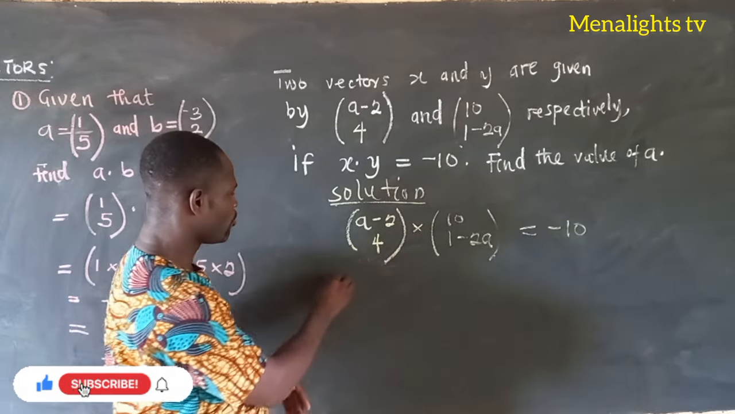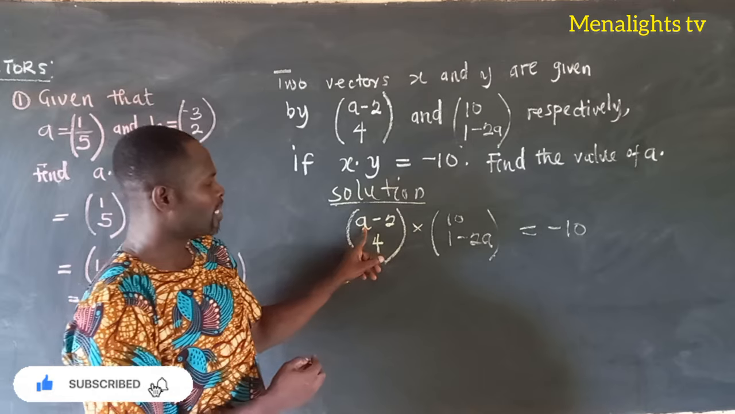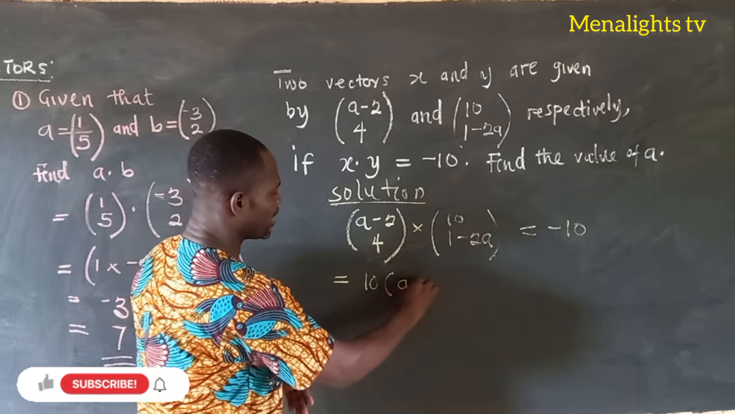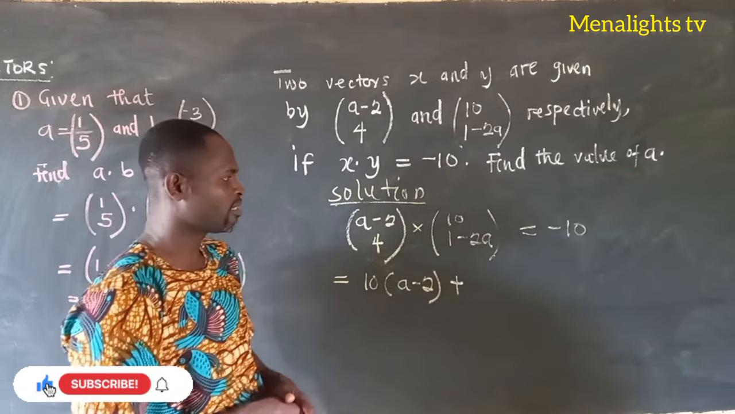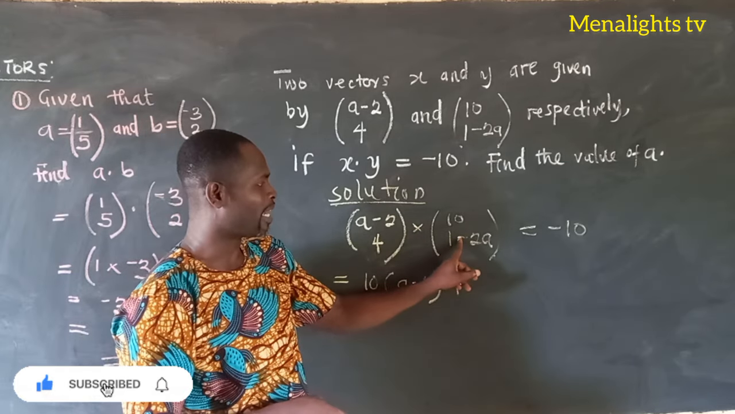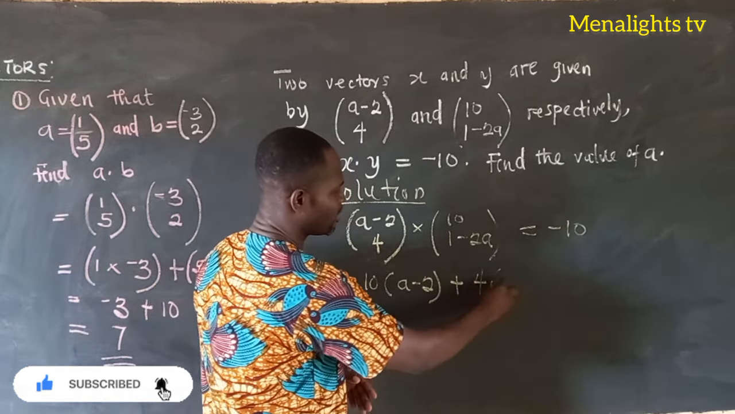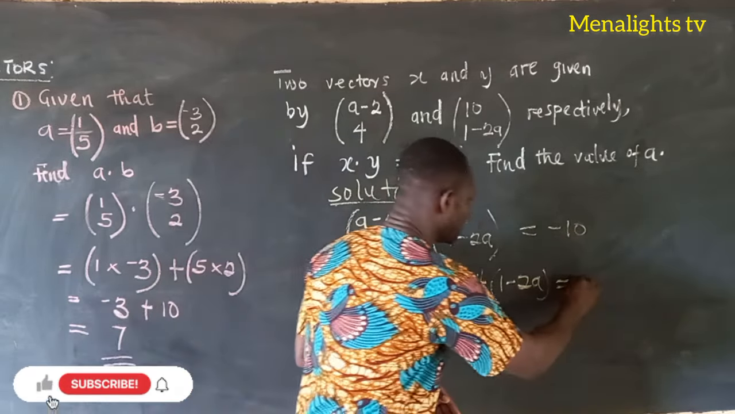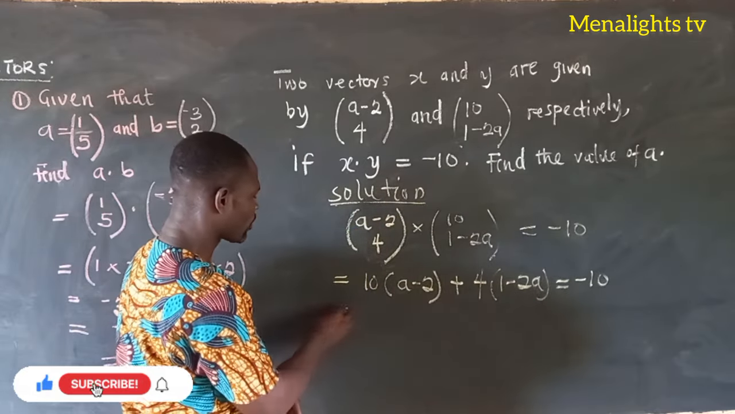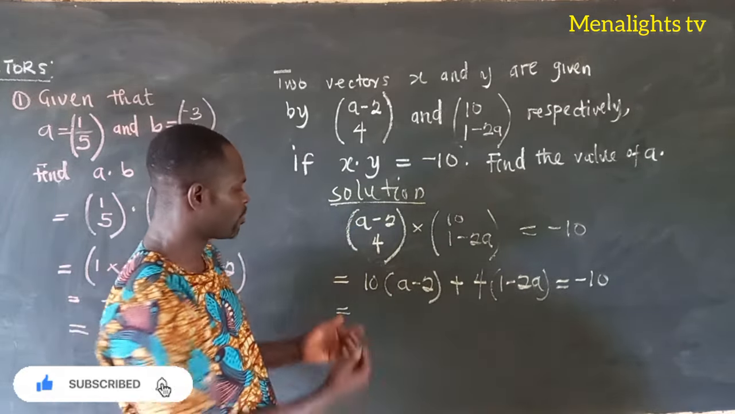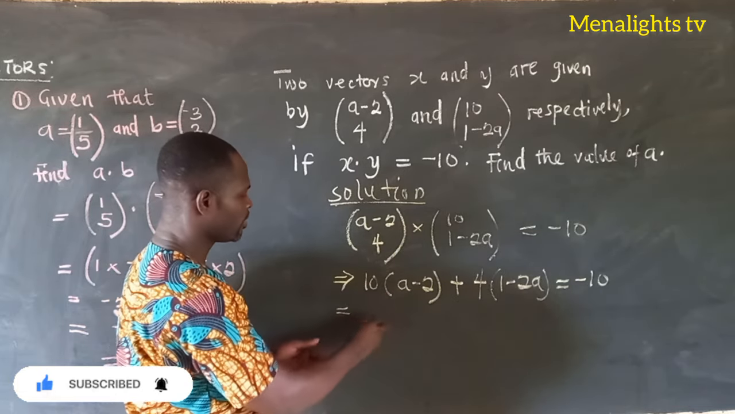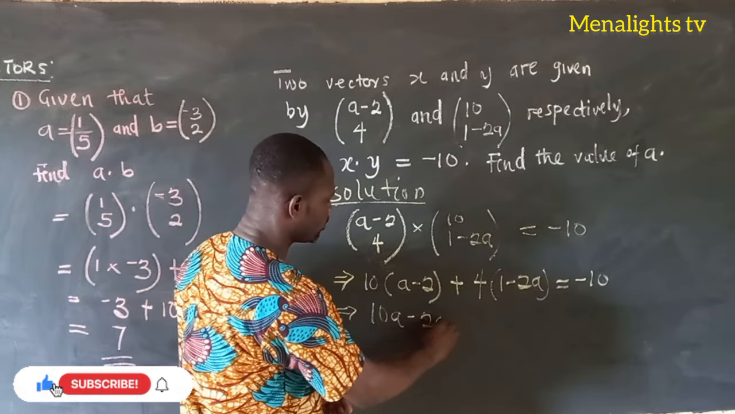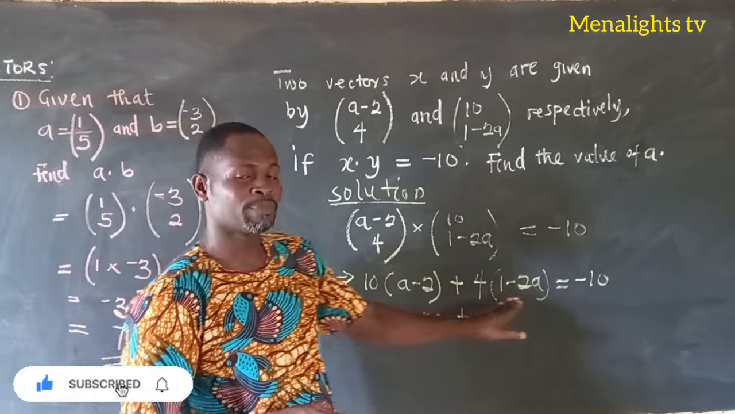So when you multiply the two, you are supposed to get negative 10. So we take the first one. That means that a minus 2 is multiplying the 10 that we have there. So we have 10 outside the bracket (a - 2), then plus, and the 4 is multiplying (1 - 2a). So 4 outside the bracket (1 - 2a), and all this is supposed to give us negative 10. So let's open the bracket or expand the bracket. So 10 will multiply a to give us 10a, then the same 10 will multiply 2 to give us minus 20, then plus the 4 will multiply 1 to give us 4.